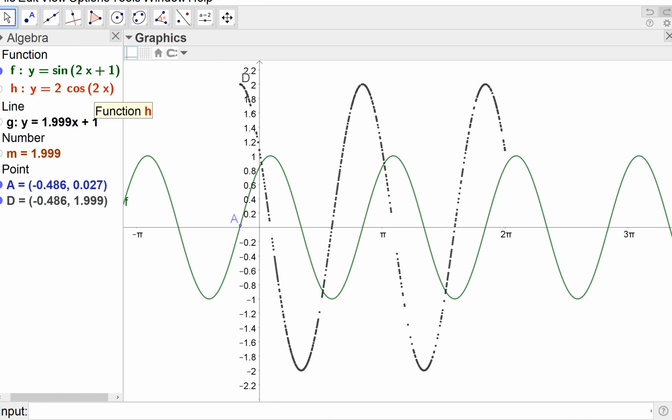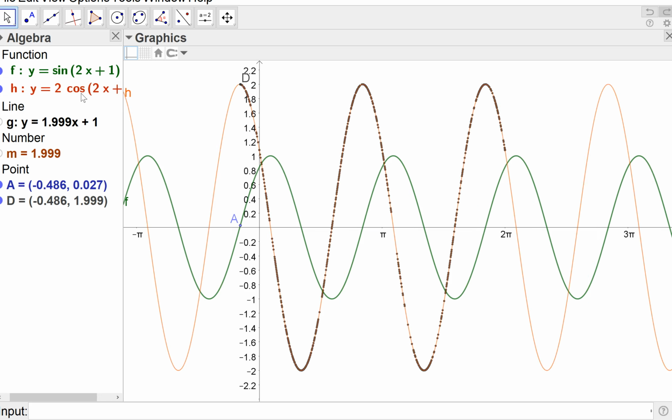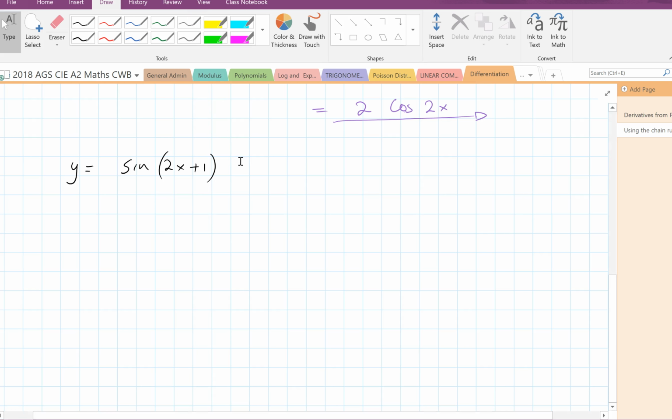It's going up there. Now if we go and look at what that graph looks like, that doesn't match up. In fact, what we've got to do is go back into here and add 1 onto that, so that the graphs will match up. And there we have it. So the derivative of y is equal to sine 2x plus 1 is y is equal to 2 cos 2x plus 1. And if we go back to why this is, we look at the chain rule.